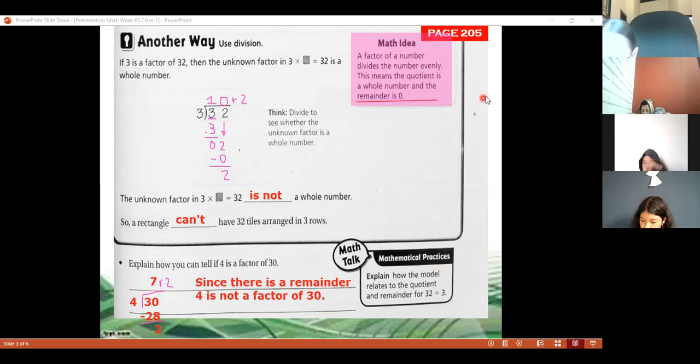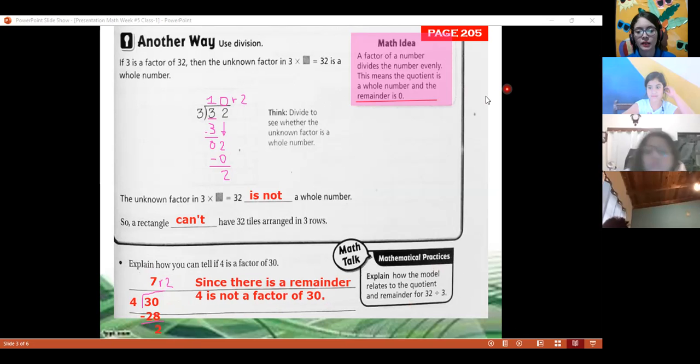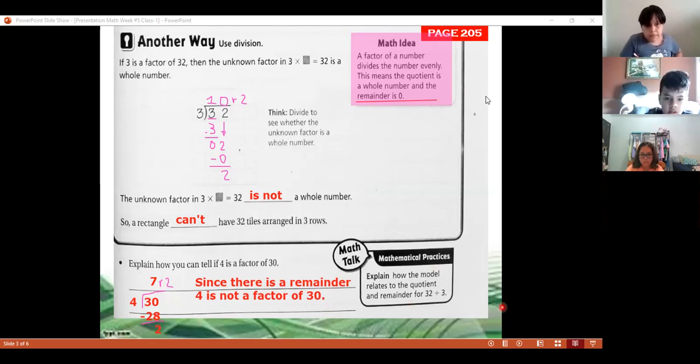Please, can you explain one more time? Yes, I'm going to explain one more time. First, we're talking about factors. How can we identify if they are factors?